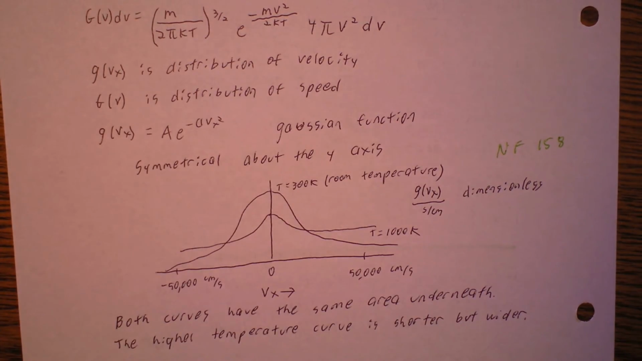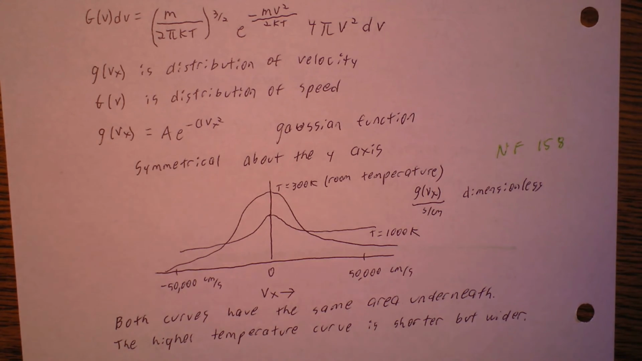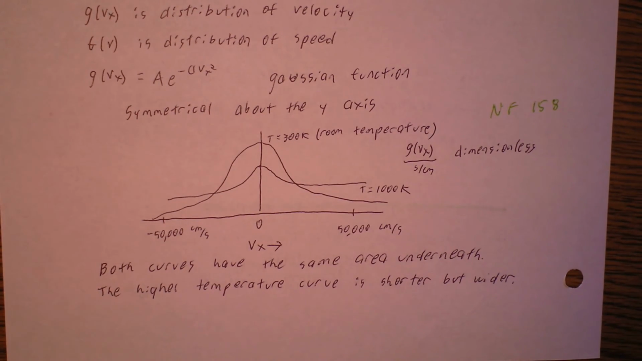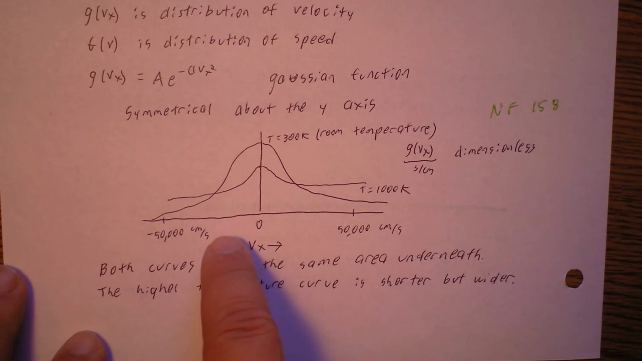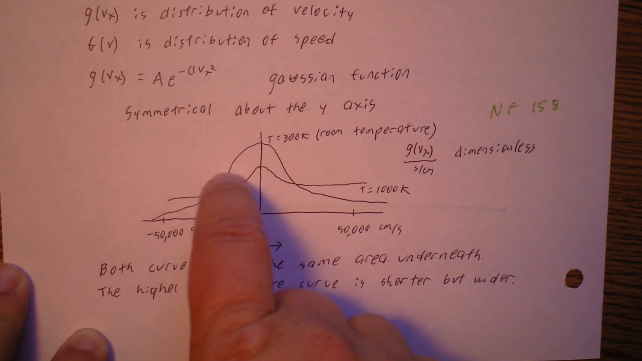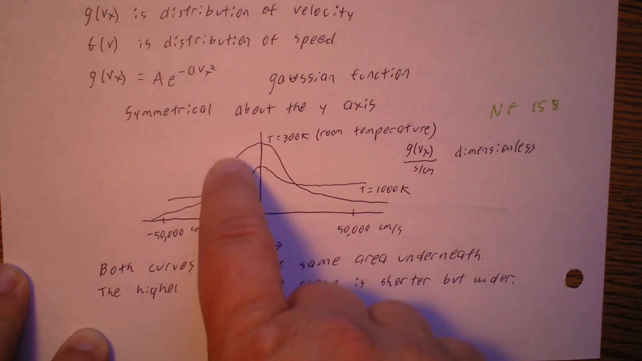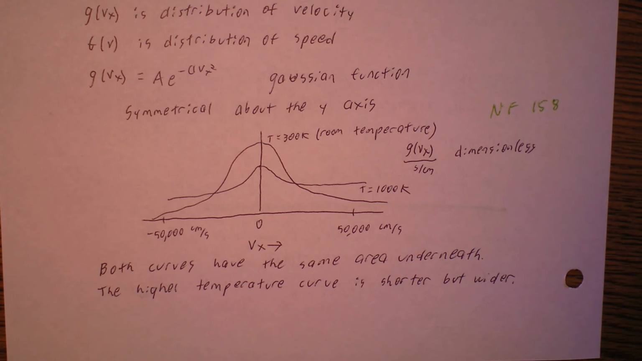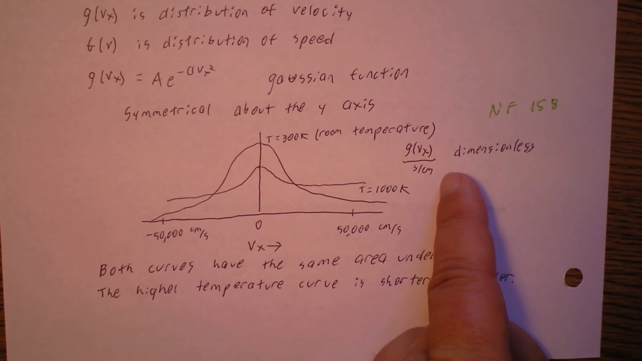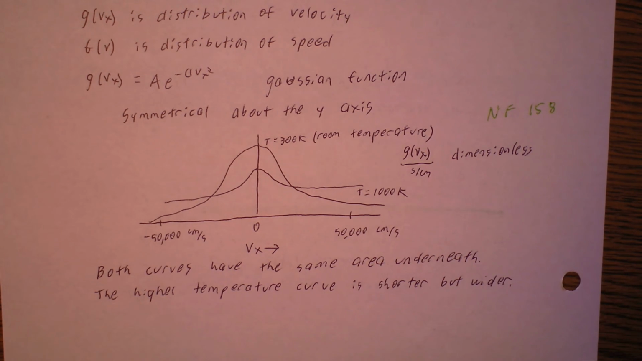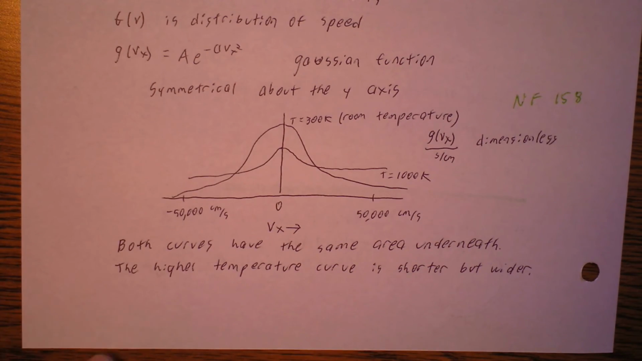But anyway, we're just assuming that the temperature is about 300 Kelvin, or room temperature here. When the temperature increases, the velocity increases. So anyway, here's g of v sub x. This is dimensionless because we're dividing by seconds per centimeter. Both of these curves are probability distribution functions, so they have the same area underneath. The area is 1. But at the higher temperature, it's shorter and wider.